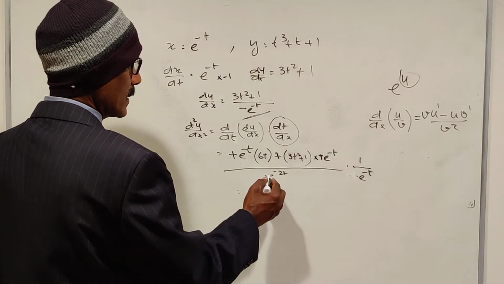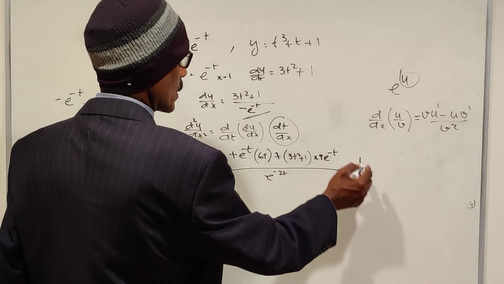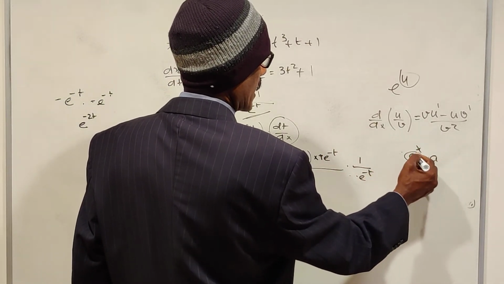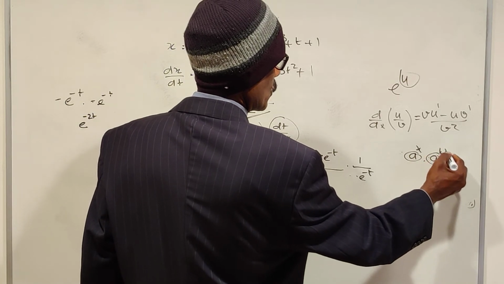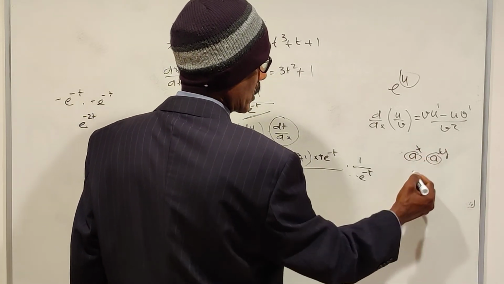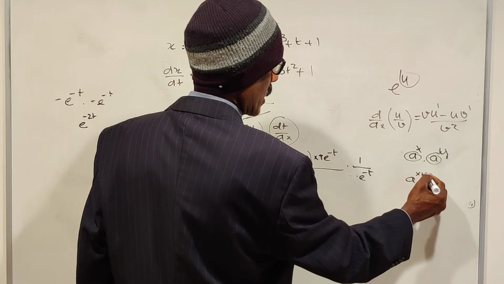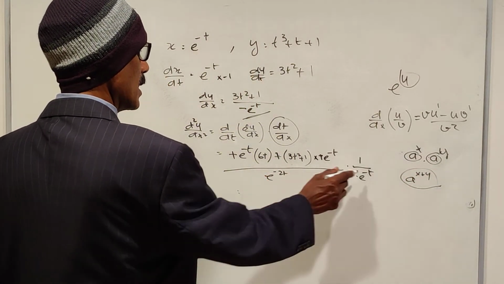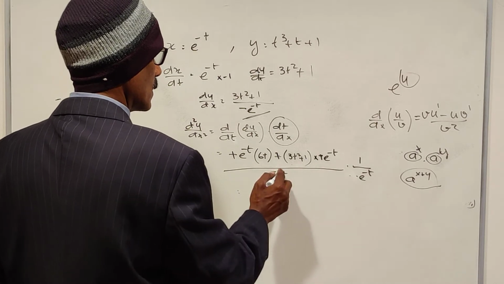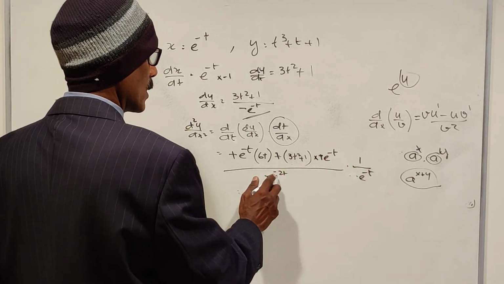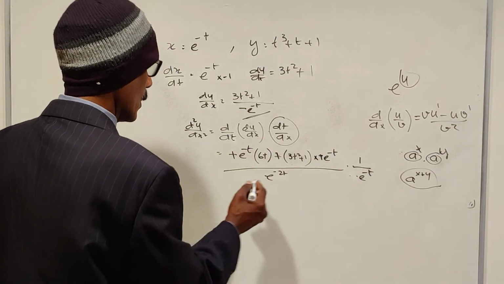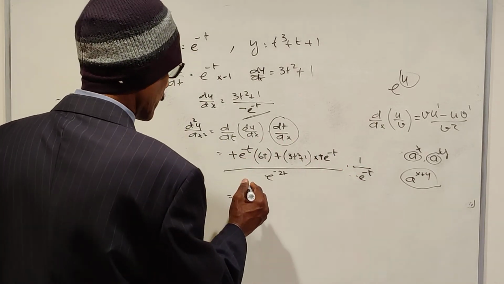Okay. What is e raised to minus 2t times e raised to minus t? What is a raised to x times a raised to y, when the bases are the same? Then you need to add the exponents, that is a raised to x plus y. That is the formula. Okay. Here e raised to minus 2t times e raised to minus t is e raised to minus 2t plus minus t, is minus 3t. Okay. That is the final answer.